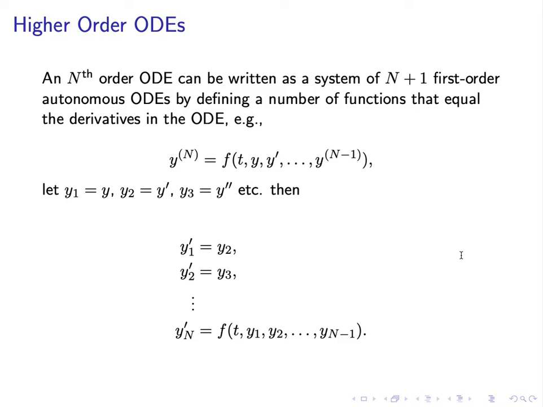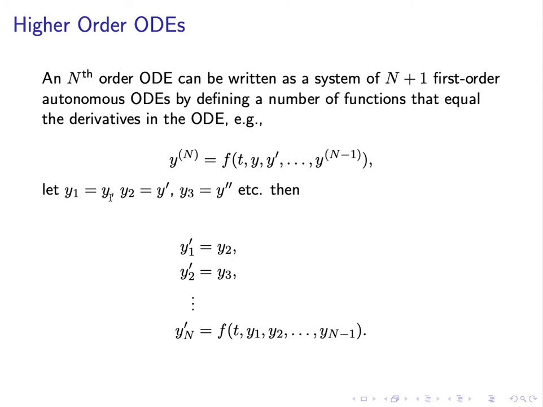Okay, one of the unfortunate things about using numerical methods for solving ODEs is they can only cope with first order ODEs. So if we've got a higher order ODE, what we need to do is rewrite our higher order ODE as a system of first order ODEs. So for example, here we have an nth order ODE, and what we can do is split it up by letting y1 be equal to our function y, y2 equal to the first derivative of y, y3 equal to the second derivative of y, and so on.